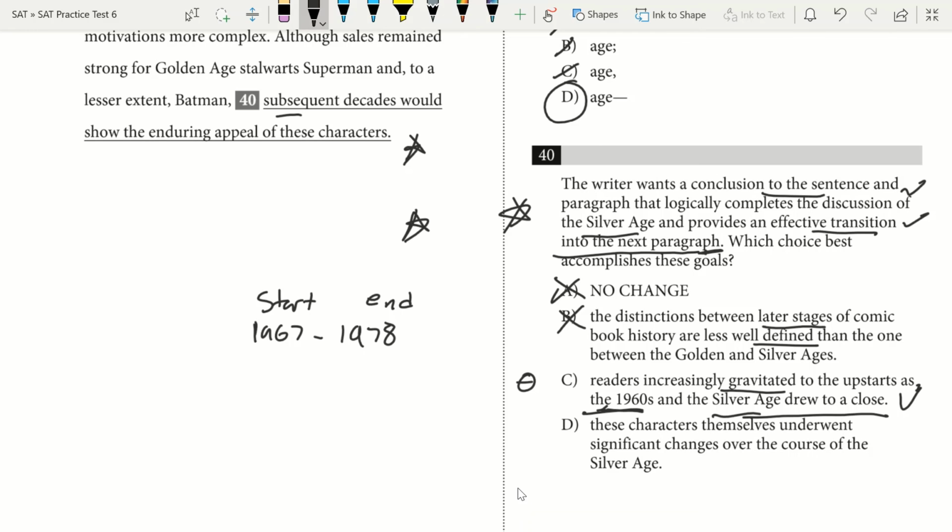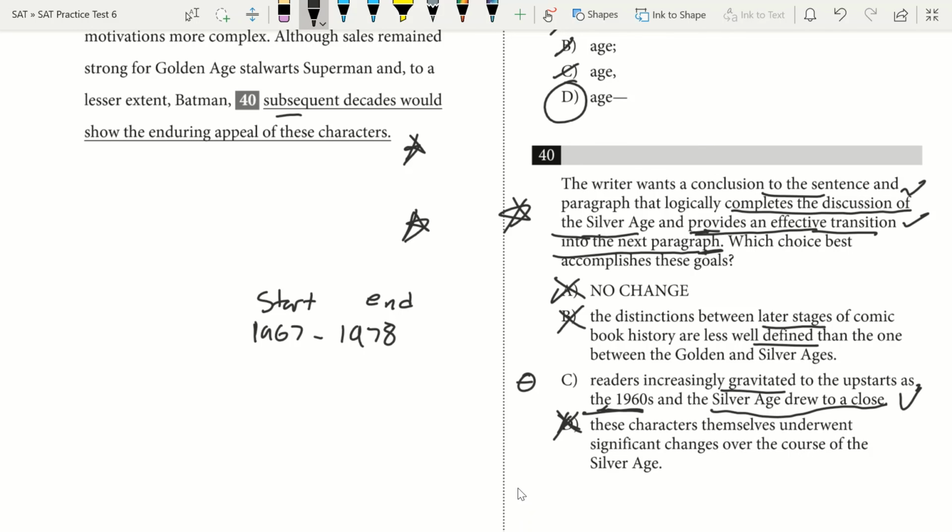But now we can look at D. We have these characters themselves underwent significant changes over the course of the Silver Age. Well, that's not going to complete our discussion of the Silver Age and provide an effective transition, right? The better choice to end our discussion of the Silver Age is up here in C, saying the Silver Age drew to a close. That's more direct, right? It's more efficient. So D also doesn't have a great transition in the next paragraph, but it doesn't really have one at all. So it has no transition.